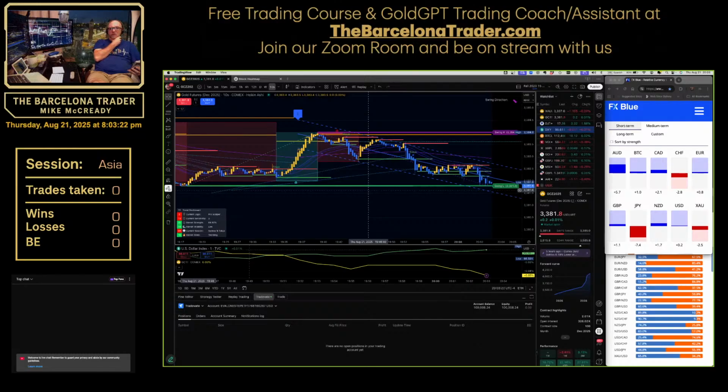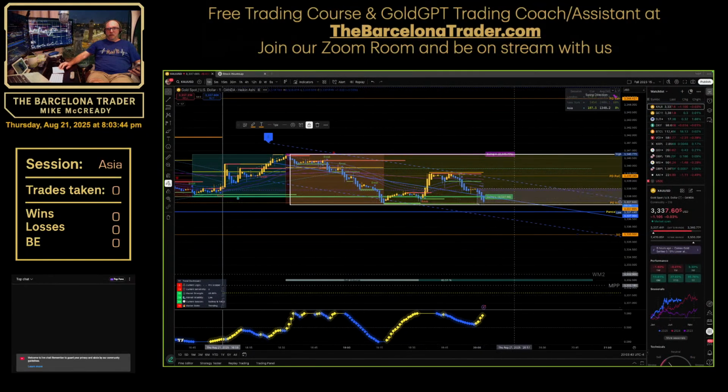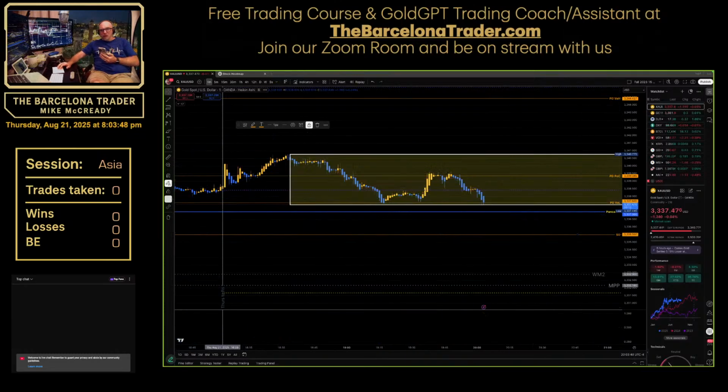Looks like price wants to come down a bit. We are now below the daily pivot point. We are hitting yesterday's value area low right now. If we look over here on the 1 minute chart, we get rid of these indicators again so you can see what's going on.